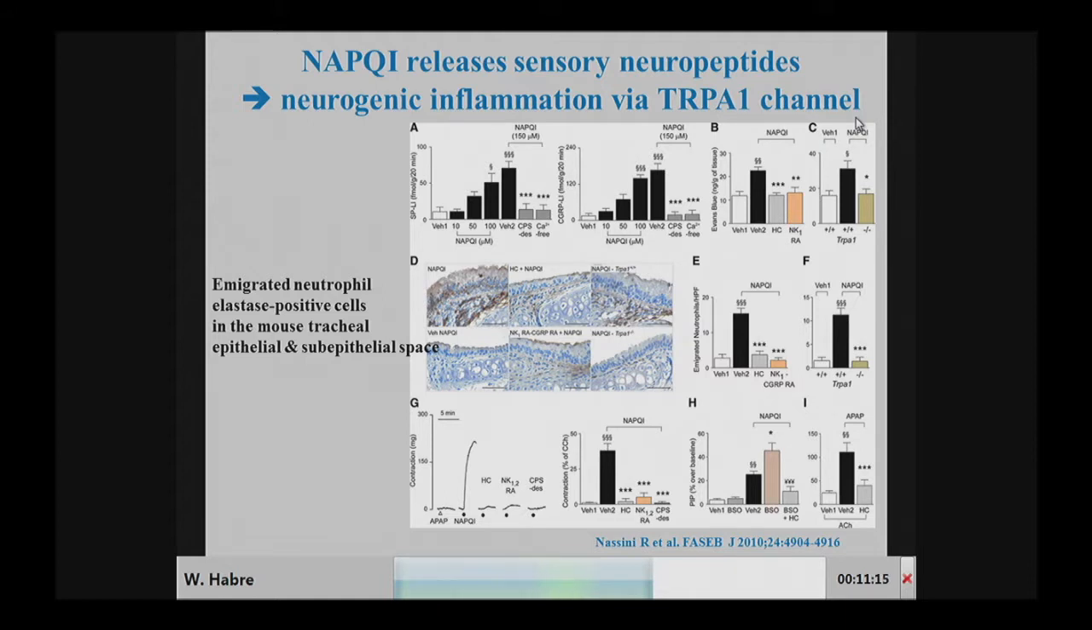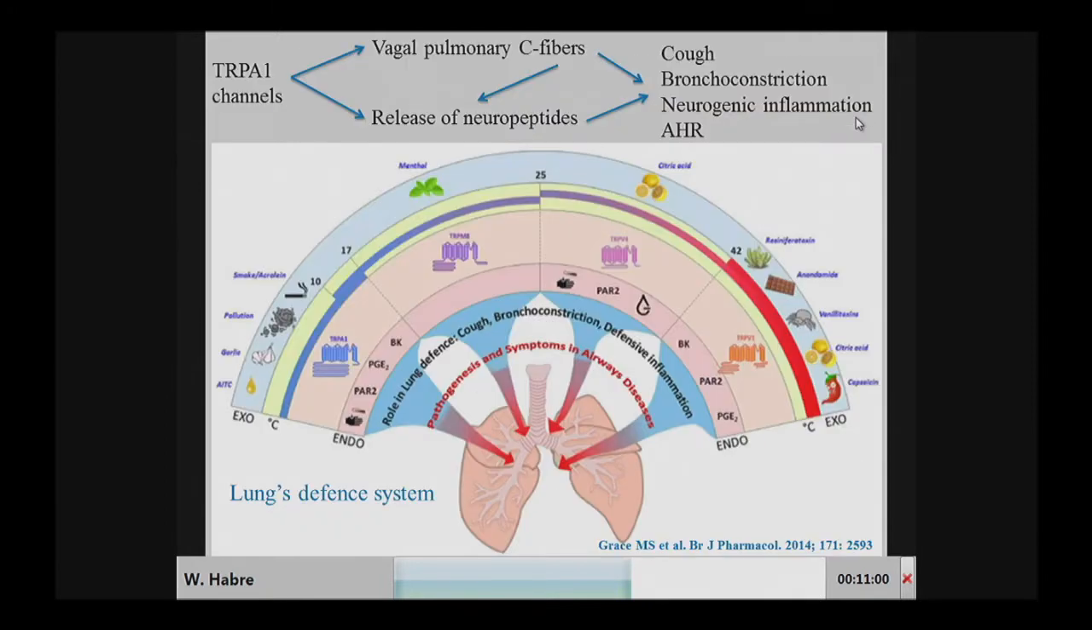This is a study in mice showing that if you give paracetamol 15 milligrams per kilo twice, similar to the dose you give in children, you have migration of neutrophil elastase-positive cells in the tracheal epithelial and subepithelial spaces. Just to show you the TRPA1 channels and their role in respiratory physiology, you should know that these channels act via C fibers and can release neuropeptides responsible for cough, bronchoconstriction, neurogenic inflammation and airway hyperresponsiveness. This is also how passive smoking and pollution act, through these TRPA1 channels.